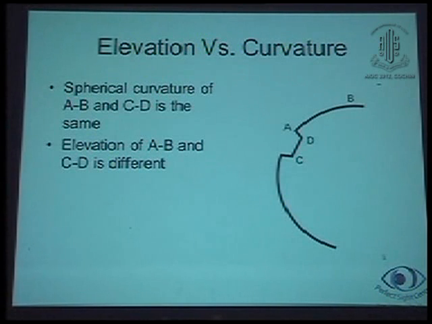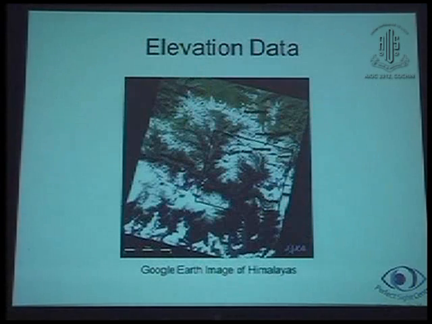If you see this curve here, there are two segments, A and B and C and D. The spherical curvature of AB and CD, both the segments, is the same. The curvature is the same, but there is a difference in the elevation. A is more elevated than C and D. And as you know, in ectatic disorders like keratoconus, there is an elevation. So therefore, it may make sense to have elevation-based topography also.